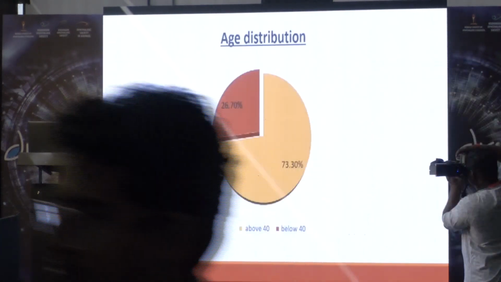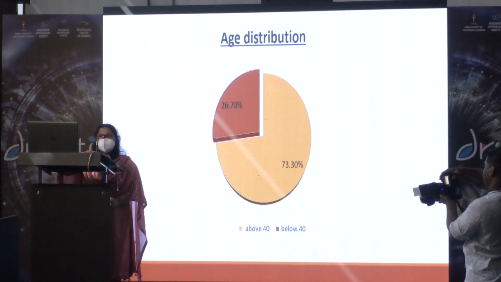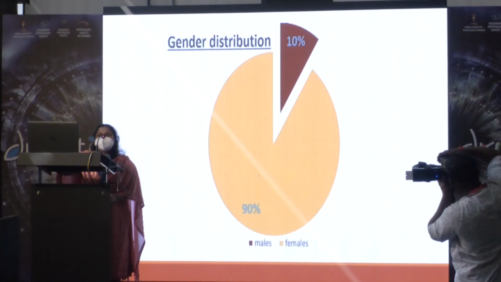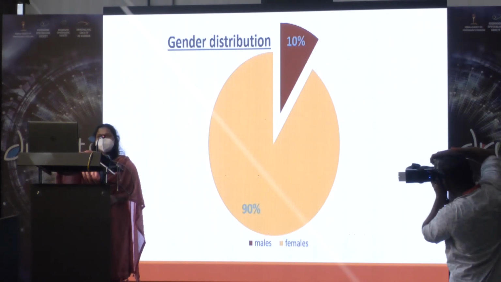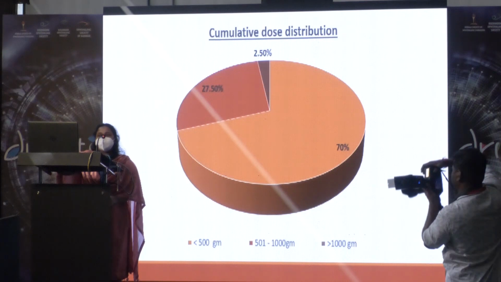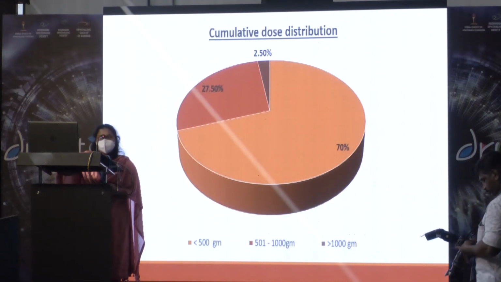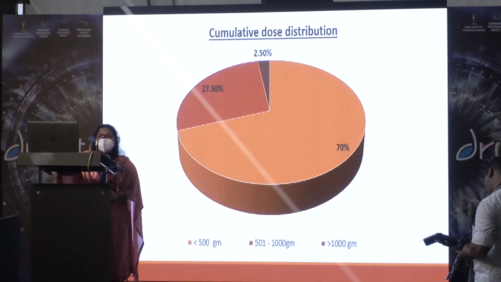So coming to the results, out of 120 patients, 73.3% were above 40 years of age. In gender distribution, 90% of patients were female. Coming to the cumulative dose, 70% had a cumulative dose of less than 500 gram, 27.5% had 500 to 1000 gram, and only 2.5% had more than 1000 gram.